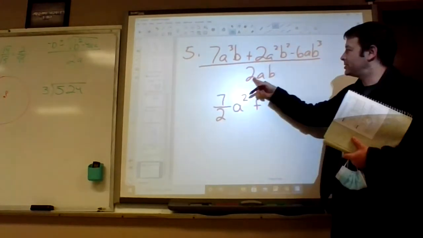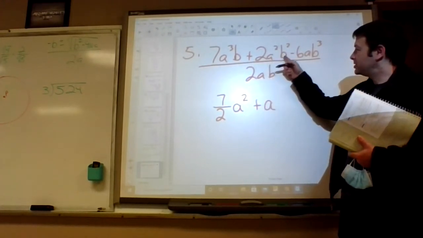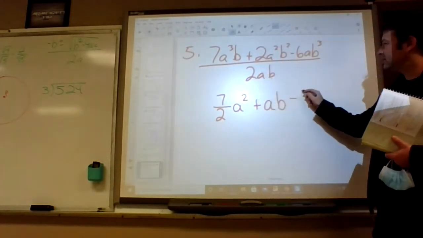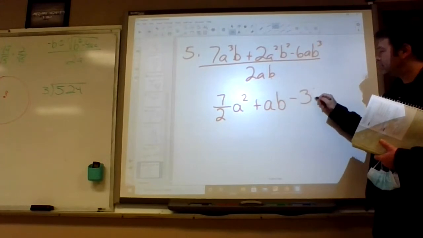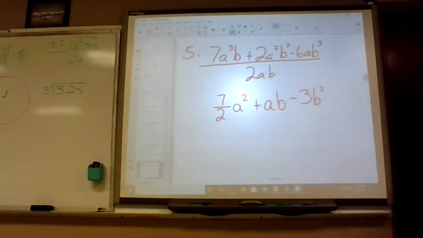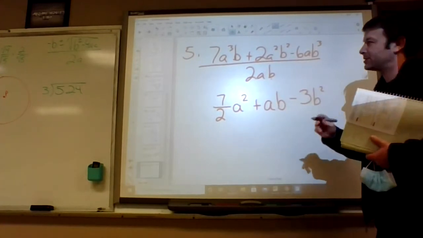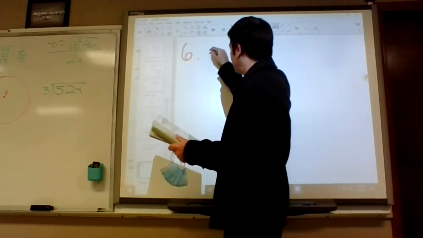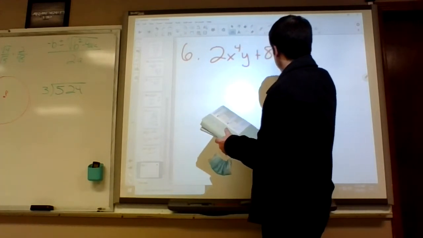Okay, this one has something new. What do you think I'm going to do with 7 divided by 2? Fraction. 7 halves, that's what I'm going to do with it. Doesn't divide well, so I'm going to leave it alone. A to the 3rd divided by A is A squared. B divided by B, that's gone. Plus 2 divided by 2, that's gone. A squared divided by A is A. B squared divided by B. Minus 6 divided by 2. Negative A divided by A is gone. B cubed divided by B is B squared.